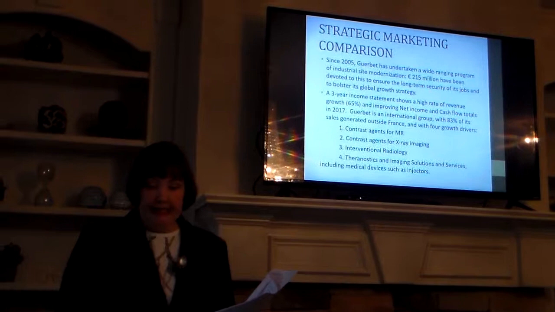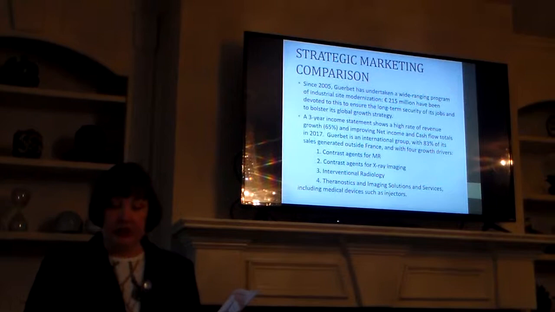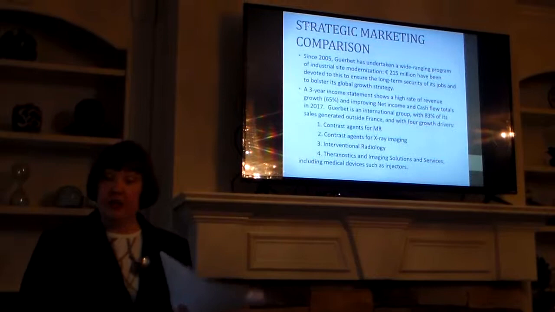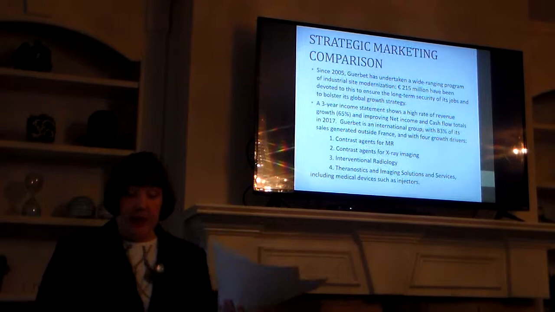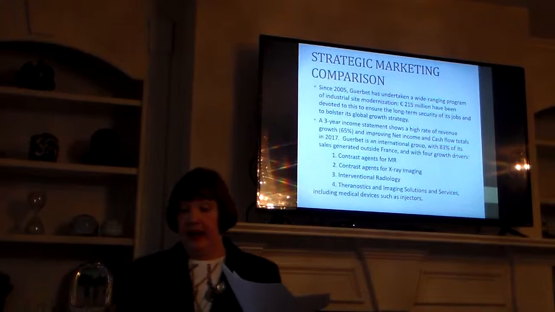Gerber is the international group with 83,000 of its sales generated outside of France, and with four growth drivers: contrast agent for MR, the first one, contrast agent for X-ray imaging, the second one, interventional radiology, the third one, and fourth is theranostic and imaging solution and services, including medical devices such as injectors.